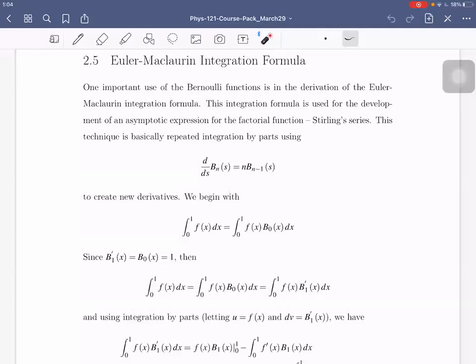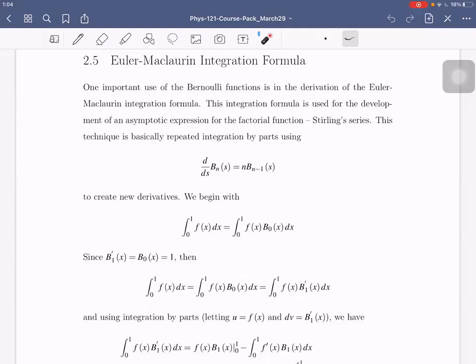And by using this expression. So we know that to get the derivative, for example, of a Bernoulli polynomial b sub n of s, since it's a polynomial, so powers of n, all you have to do is take the derivative, and if it's a power, let's say b sub n, you multiply by the exponent, so you have n, and then subtract one, so b sub n minus 1 of s. So let's start with this integration.